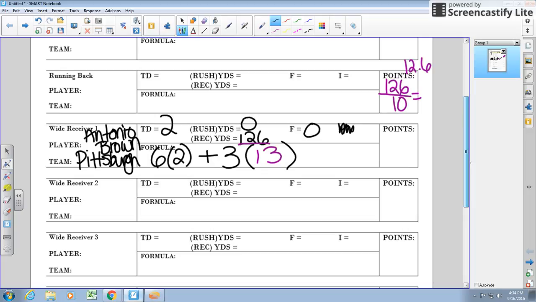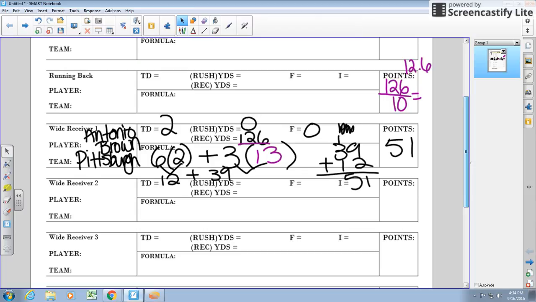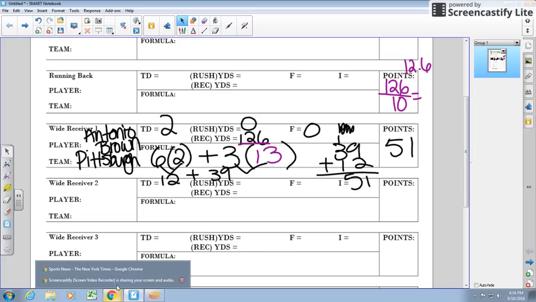Now, we need to follow order of operations. So this is going to give you 12 plus. This is going to give you 39. Now I can add them together. So when I do that, I'm going to get 53. Oh, sorry, 51. 39 plus 12 is 51. Put that in the spot, and you've got the score for the wide receiver position.